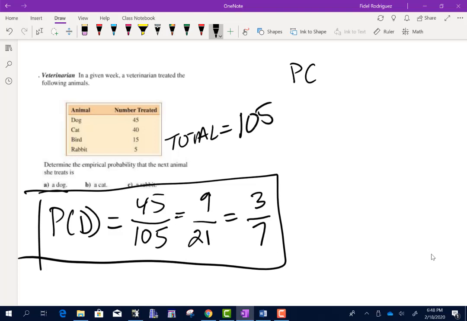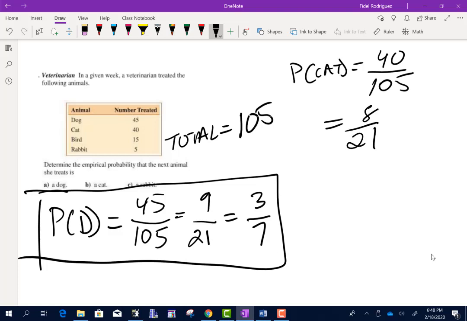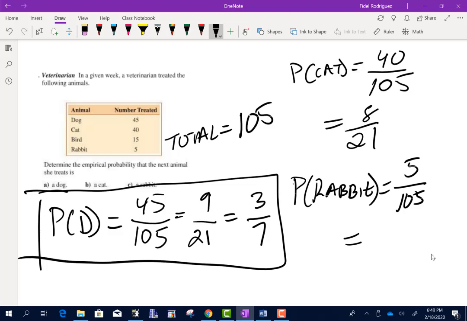Suppose the probability is going to be getting a cat. Well, out of the 105, 40 of them were cats. So again, if we divide them both by 5, that's now going to give me 8 over 21. And then the last part, what's the probability that we're going to treat a rabbit? Okay. Out of the 105, 5 of them were rabbits. So again, if we divide them both by 5, that'll give us 1 over 21. Okay.